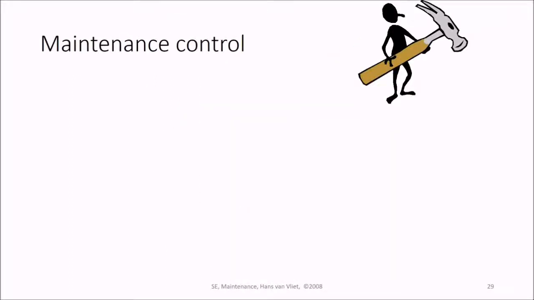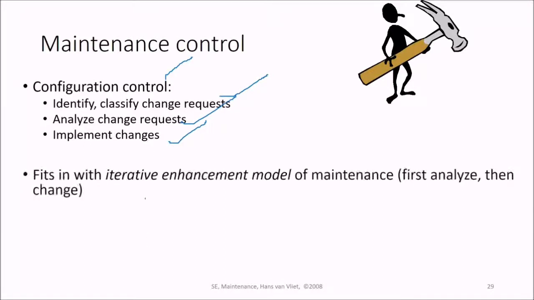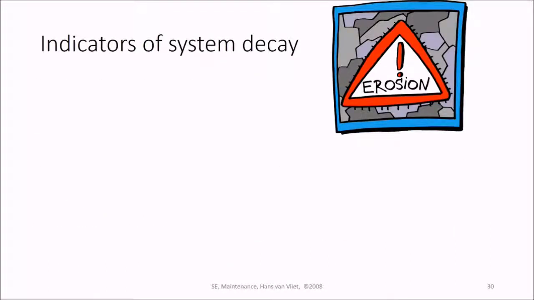Now we come to maintenance control. First of all, we have to do the configuration control. Identify and classify the change request. Analyze the change request. Then implement the change request. So it fits in with the iterative enhancement model of maintenance. First we analyze, then we change. As opposed to the quick fix model, that is, first patch, then update design and documentation if time permits. So the quick fix model is just to patch the error.